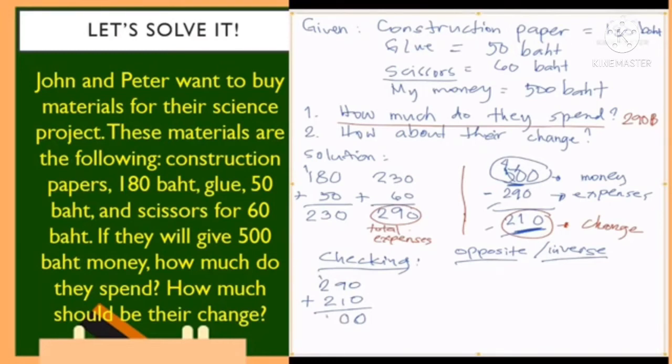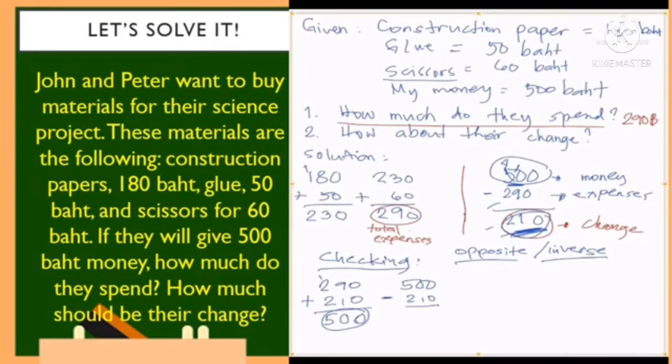3 plus 2? 5. See, we got 500. That means 210 is correct. What else? We can also use other numbers such as 500 minus 210. Still, we are using the answer. Using the answer and one of the addends, we can find the other addend in an addition process.